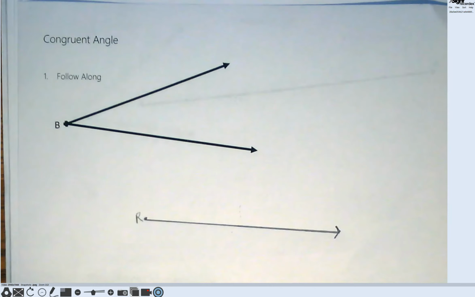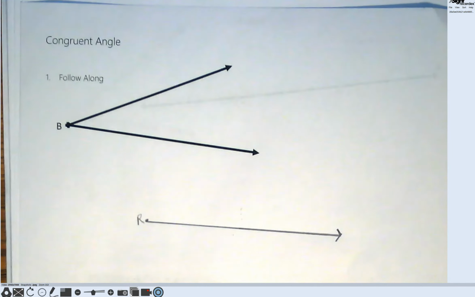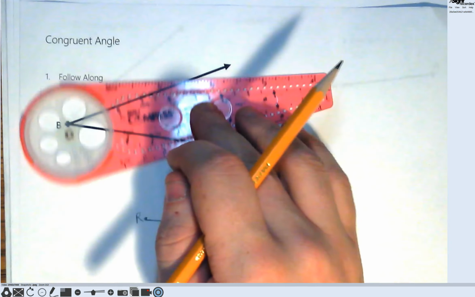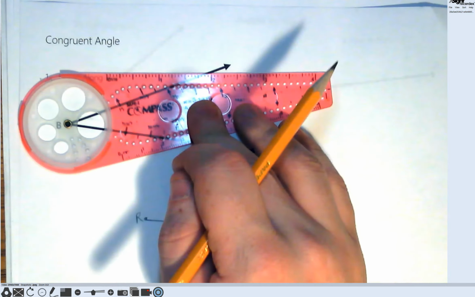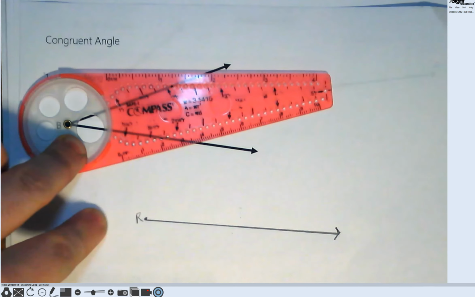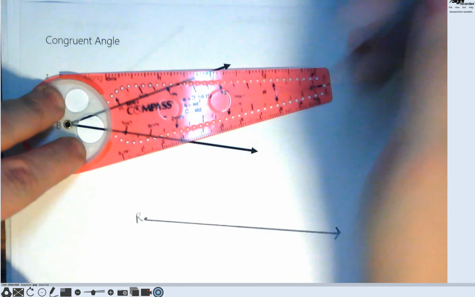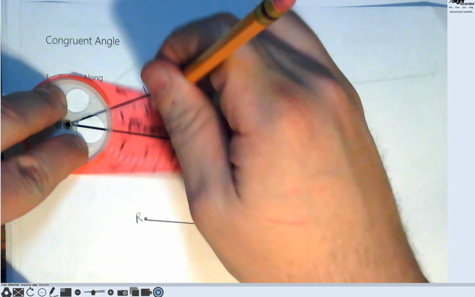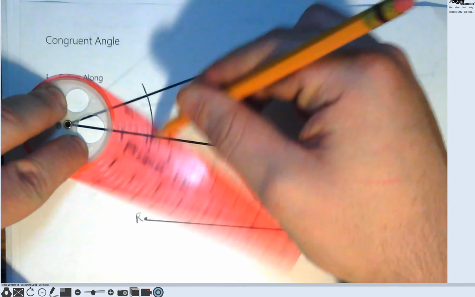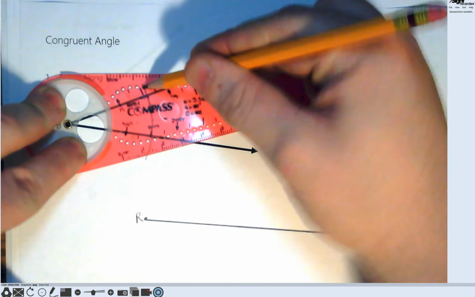Now, the next thing we're going to do is use this ray to become one side of our angle. So we have to go up to our original angle, and we're going to put our compass center on point B. We want that center lined up on B. Then we're going to take our compass and draw an arc. It doesn't matter how big or small this arc is, just a general distance, but make sure you remember the hole that you use to draw the arc. So I used that hole there and I drew that arc.